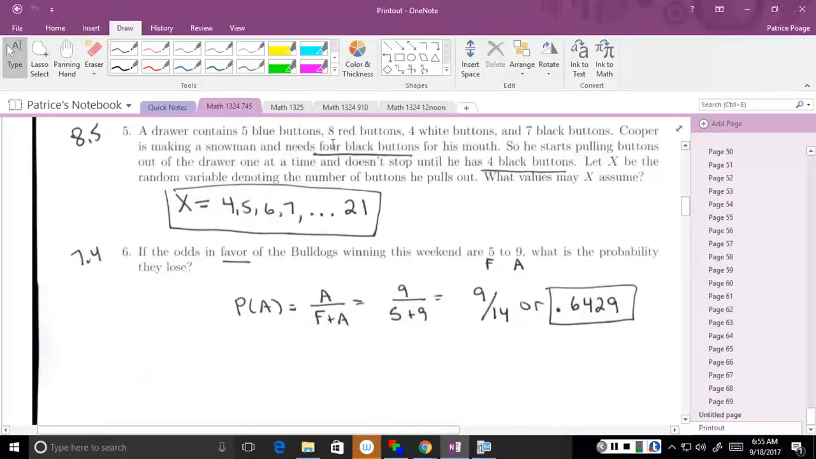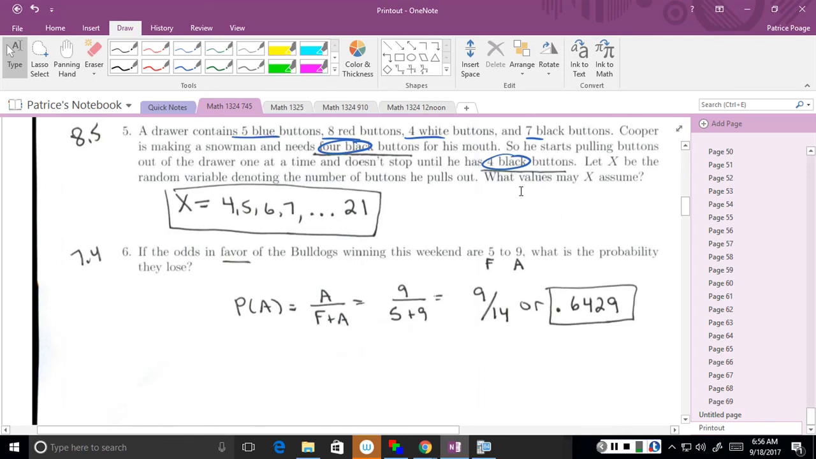A drawer contains 5 blue, 8 red, 4 white, and 7 black buttons. It says Cooper's making a snowman and needs 4 black buttons. So he needs 4 black buttons for the mouth. So he starts pulling buttons out of the drawer one at a time and doesn't stop until he has the 4 black buttons. Let X be the random variable denoting the number of buttons he pulls out.